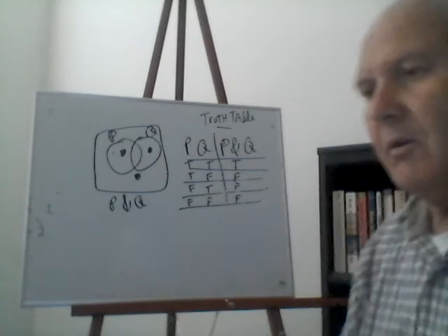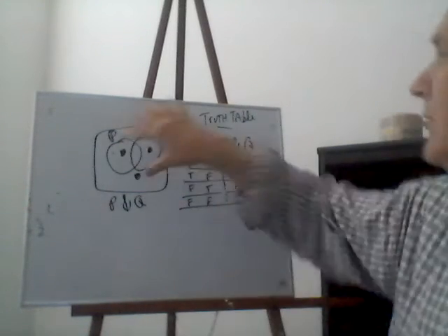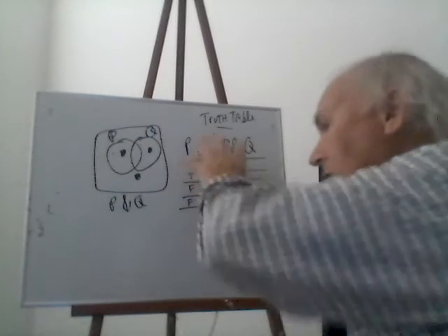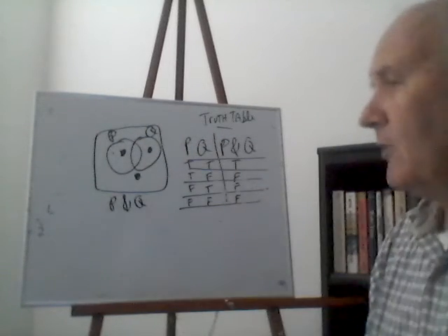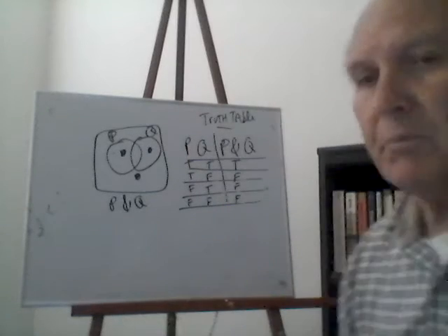No books do this. When you study propositional logic in college, you do not do Venn diagrams. So this is a new system I'm doing. Hopefully in the future it'll be in books.